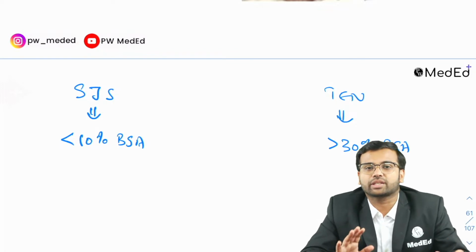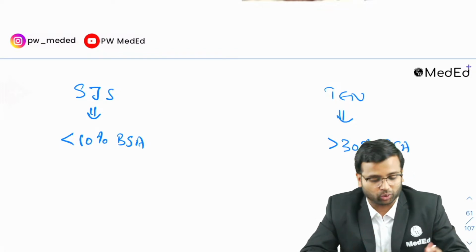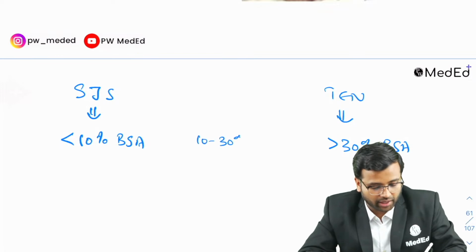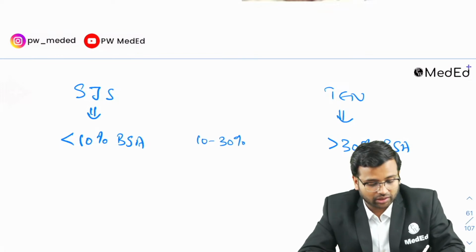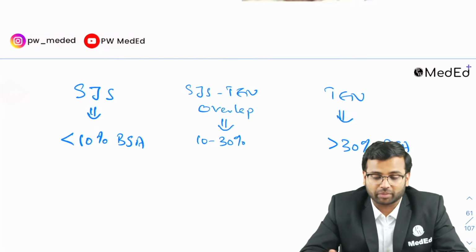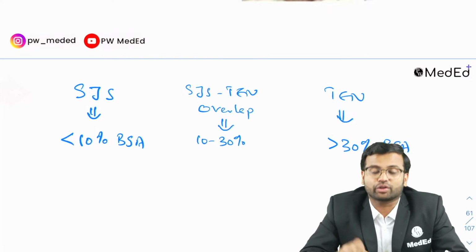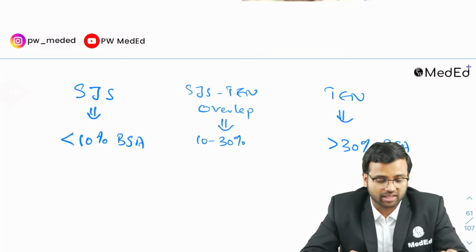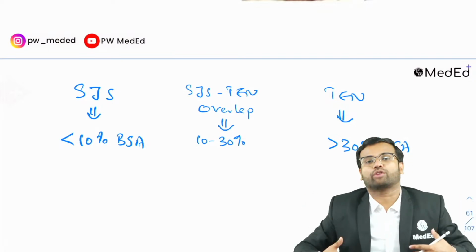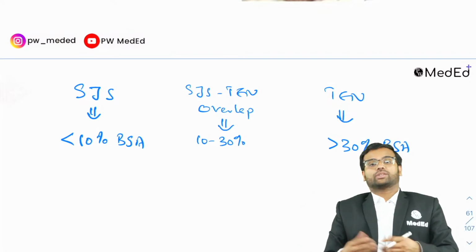Now, in case you get a patient between 10 to 30 percent, this is going to be Steven-Johnson syndrome, toxic epidermal necrolysis overlap. So this is going to be overlap. So Jaisurian, Satyajit, all of you are answering it right. So that is the right answer. Since more body surface area is involved, this can be a case of toxic epidermal necrolysis.